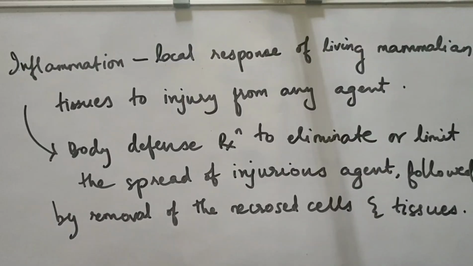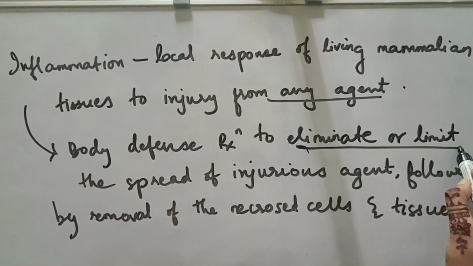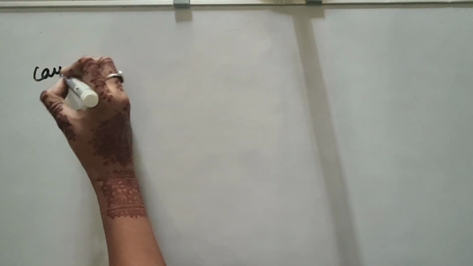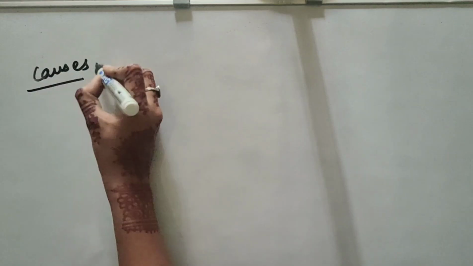So the introduction of inflammation, we start with the definition as local response of living mammalian tissues to injury from any agent, and it is a body defense reaction to eliminate or limit the spread of injurious agent followed by the removal of necrosed cells and tissues. Next we should know about is the injurious agent causing inflammation.